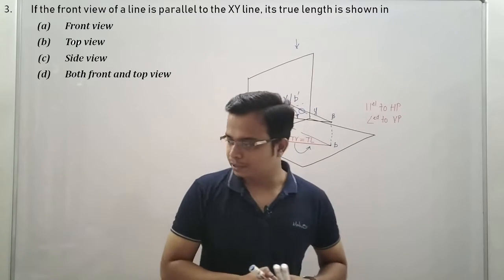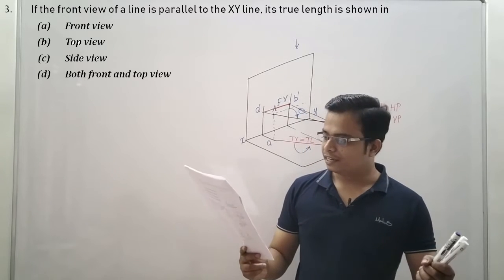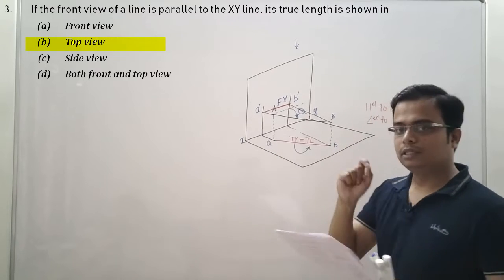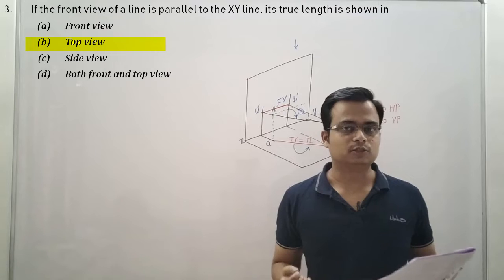So what is the right option? The right option is, if the front view of a line is parallel to the XY line, the true length is shown in the top view. So this is basically the right way to interpret and approach this particular problem.